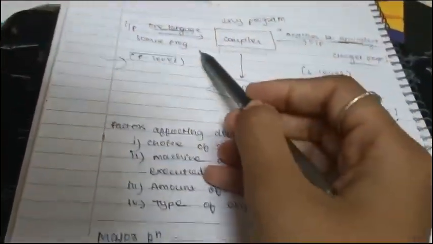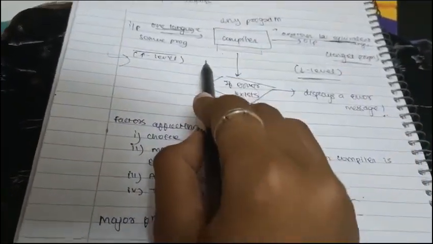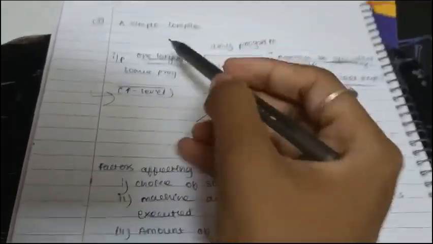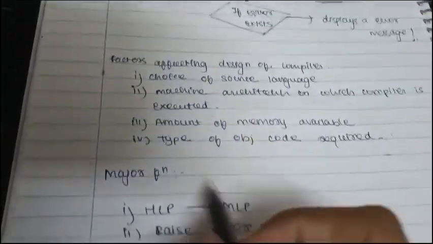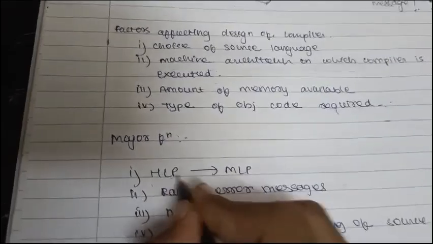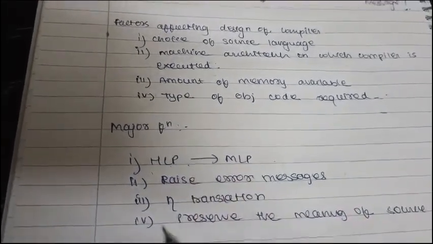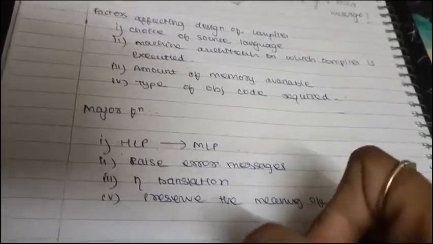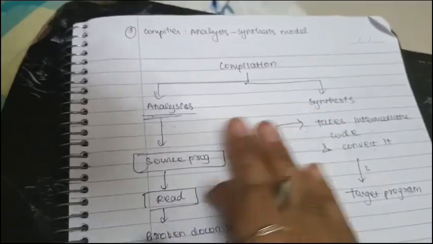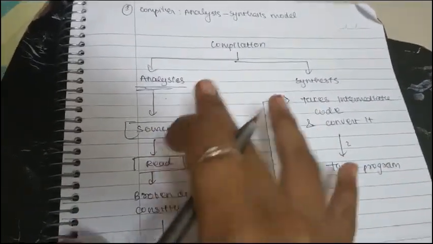Then the major functions of the compiler. As we have seen, the first and foremost function of the compiler is to convert the high level language into the lower level language. The first function is converting a high level program into a machine level program, raising error messages, maintaining the efficiency of the translation, and preserving the meaning of the source code. So after completing what exactly the compiler is, let's see its compilation model.